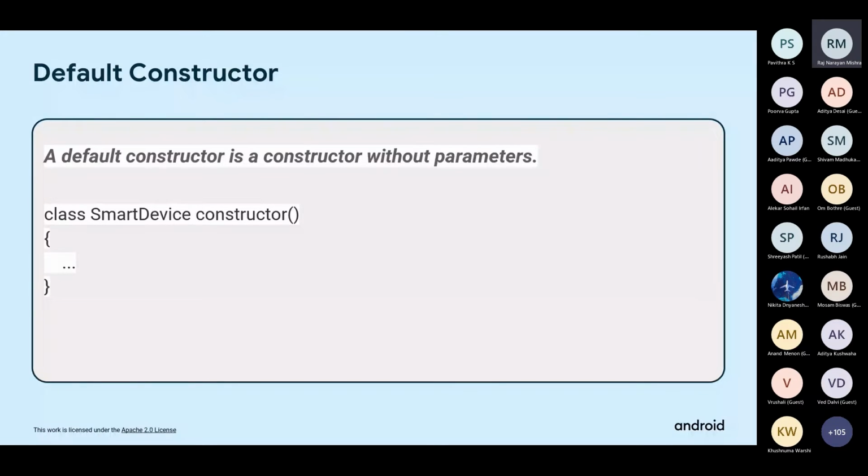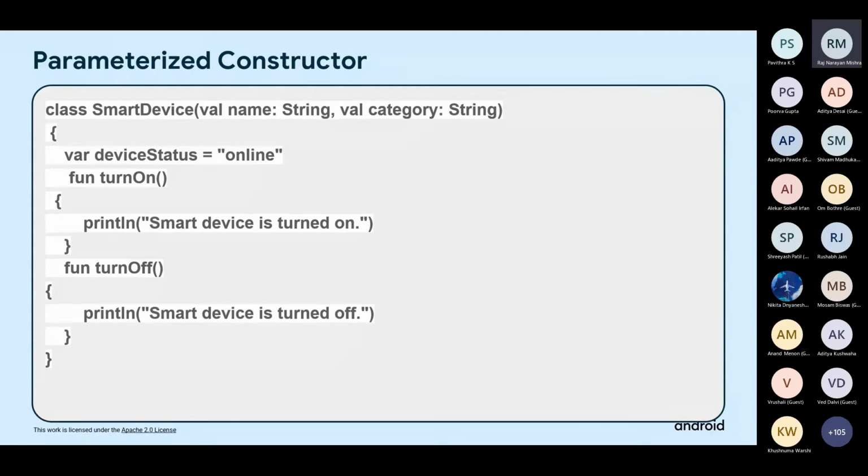Just, we haven't used any parameter. They are the default constructor. And in a parameterized constructor, as you can see, we have to give the values like variable name string or variable category string. Now here variable device status equal online. So we can use that string which is assigned to val name here. This is the example of the parameterized constructor. Giving parameters is necessary, otherwise it will go to default mode only. It will work without the parameters also, but it will be working as a default constructor.